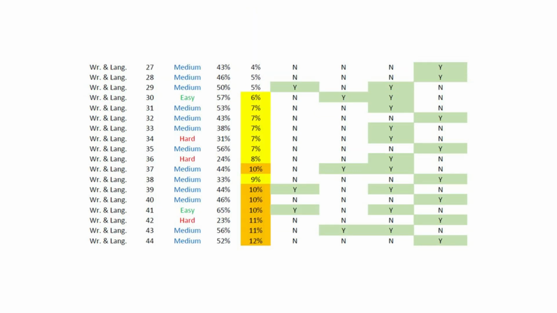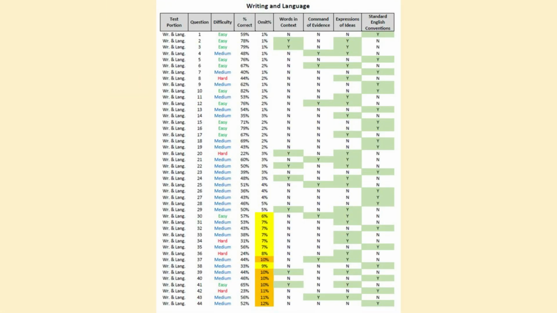Okay, still on the writing test, you can see what's happening in the yellow and orange. What do you suppose happened here? Yes, you're quite likely right. Looks like they didn't bubble. Here's the writing and language at a glance again before we move on to math.